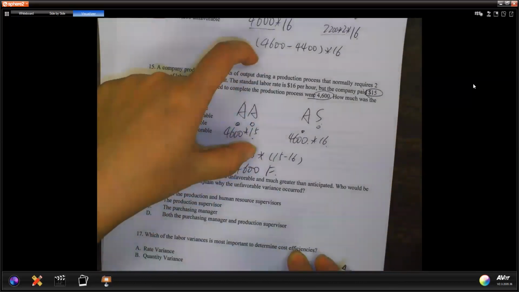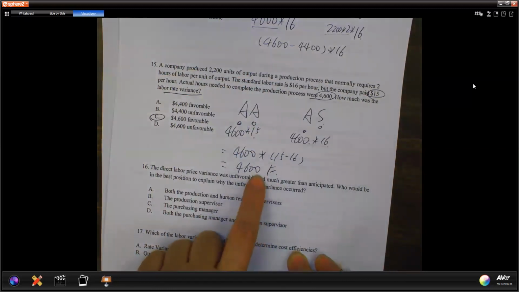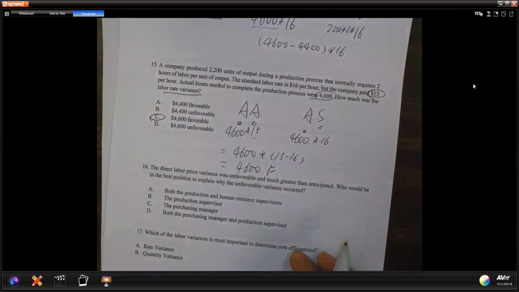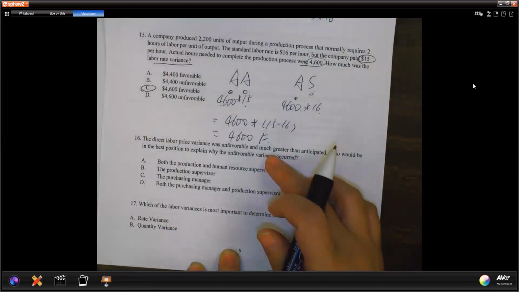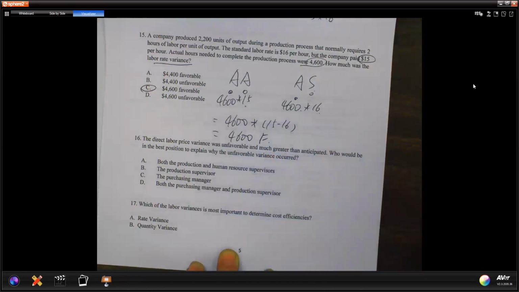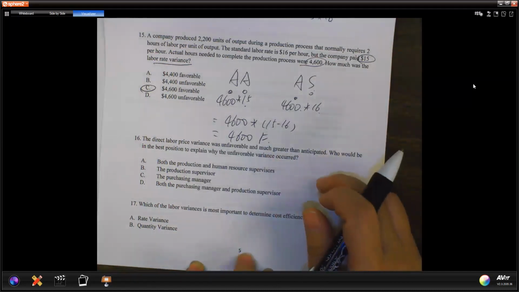Okay. Make sure you know what's the meaning of those numbers. You are paying lower price. You are paying the lower rate, right? You have better bargaining power or something. But maybe you get a lower quality of the employee, so you pay lower price, but they may spend more hours. So you have a favorable rate, but you have a low efficiency variance.